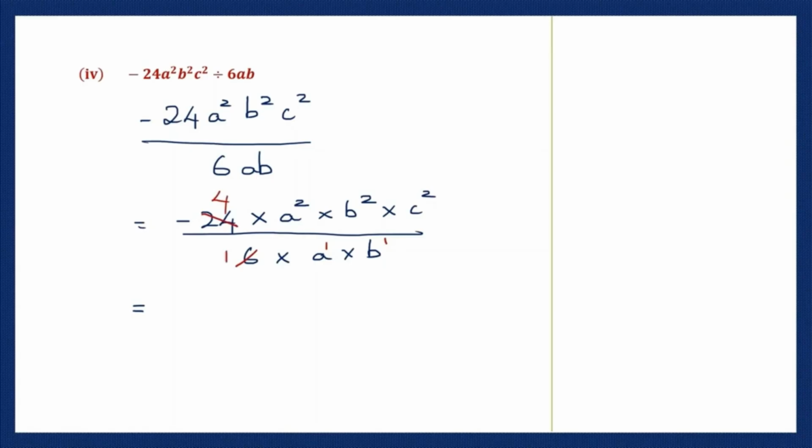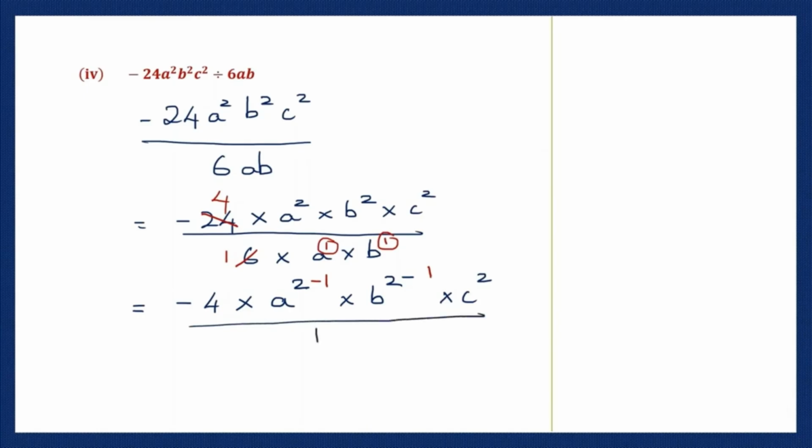6 ones are 6. So in the numerator we have minus 4 into a to the power of 2 minus this 1. Okay, this one. So minus 1 into b to the power of 2 minus, again we take this one, minus 1 into c to the power of 2. So in the denominator we just have 1. Everything else has been removed. So here what do we have? Minus 4 into a to the power of 2 minus 1 is 1, b to the power of 2 minus 1 is 1, and c square by 1.